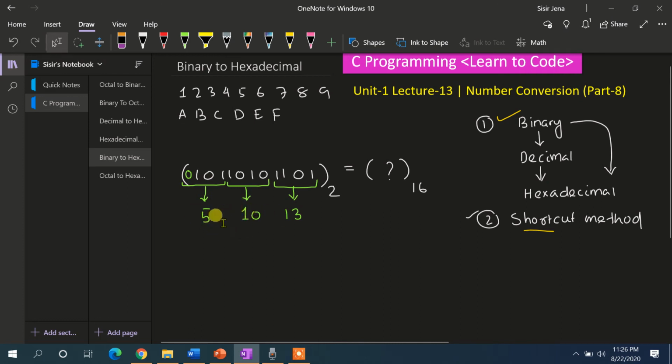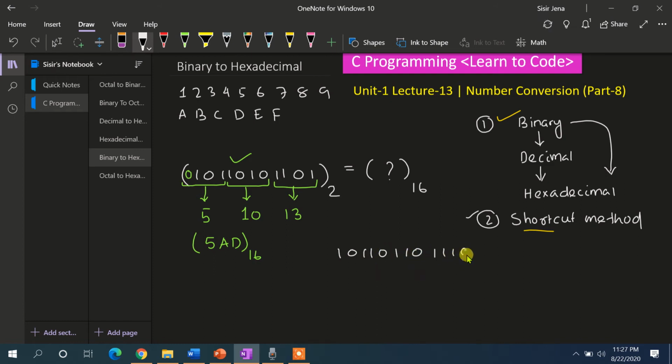Okay, so after finding it you have to write the corresponding hexadecimal number. So this will be 5. 10 means A, 13 means D. Okay, so this is the hexadecimal equivalent of this binary number. Let me take another example so it will be much clearer to you. So let me write a bigger number.